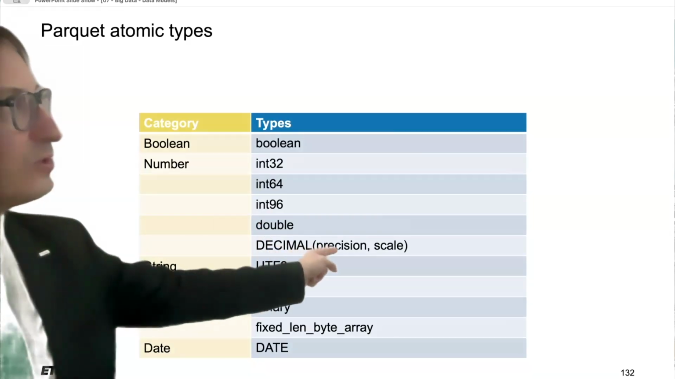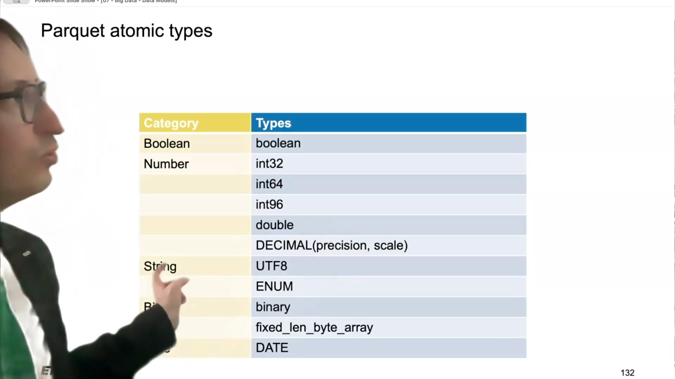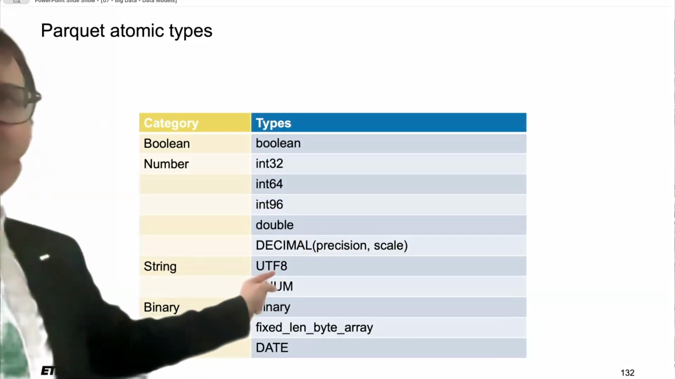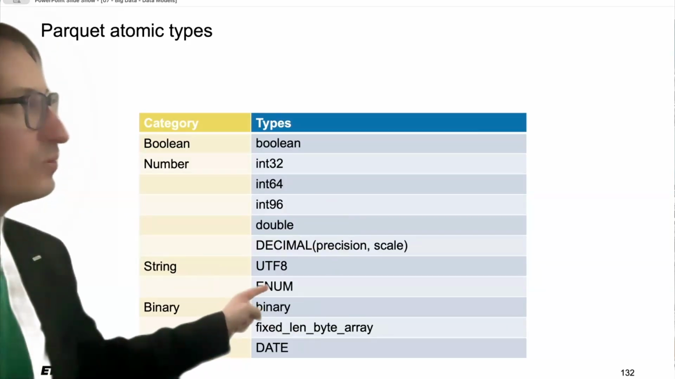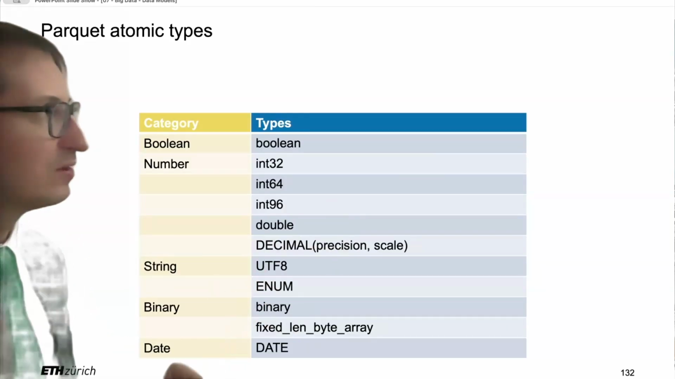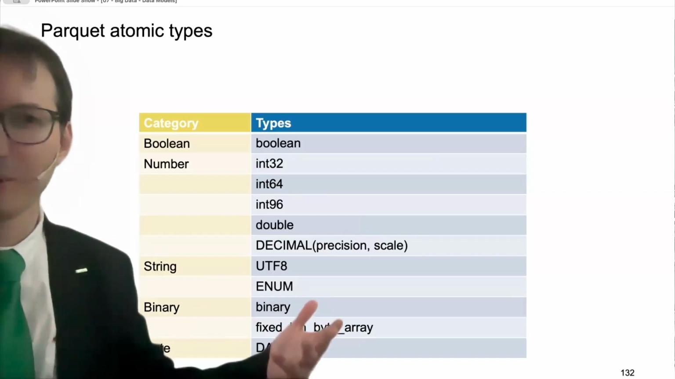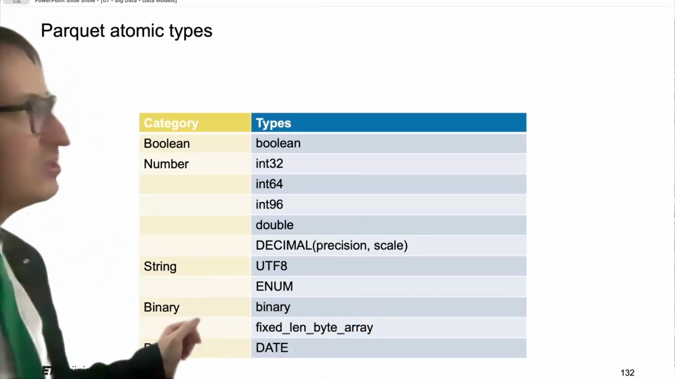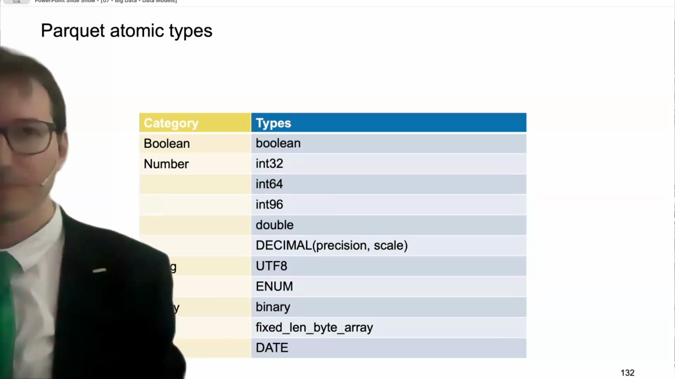You have decimals with arbitrary precision and scale, so we've seen that. You have strings, so you can store them in the UTF-8 format. They called it UTF-8 even. Enum is just a restricted choice of strings. For example, I don't know, the 26 cantons in Switzerland, that might be an enum on 26 strings. You have binary formats, you have dates, and so on.